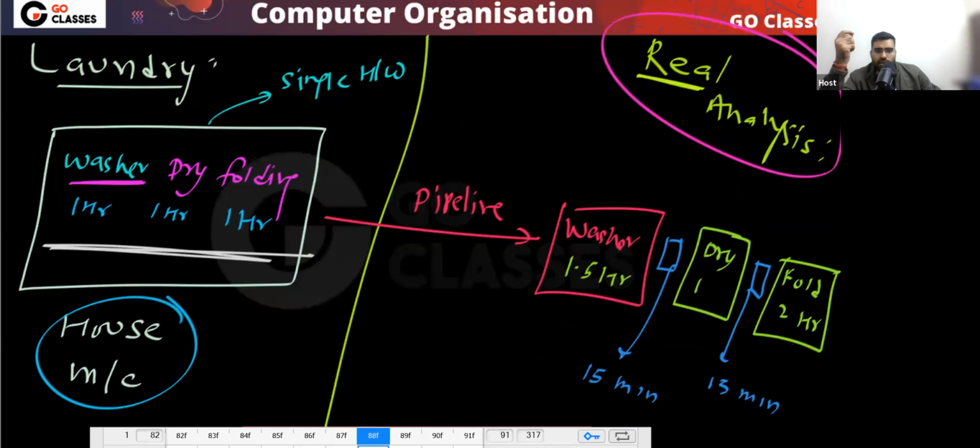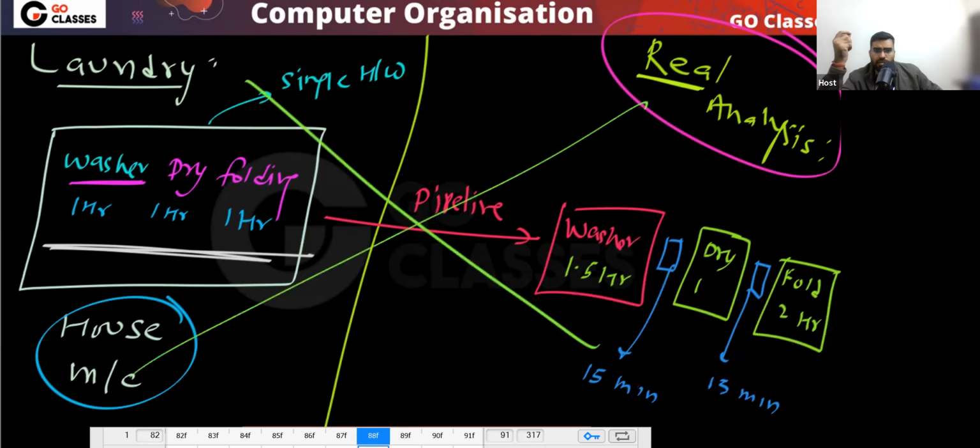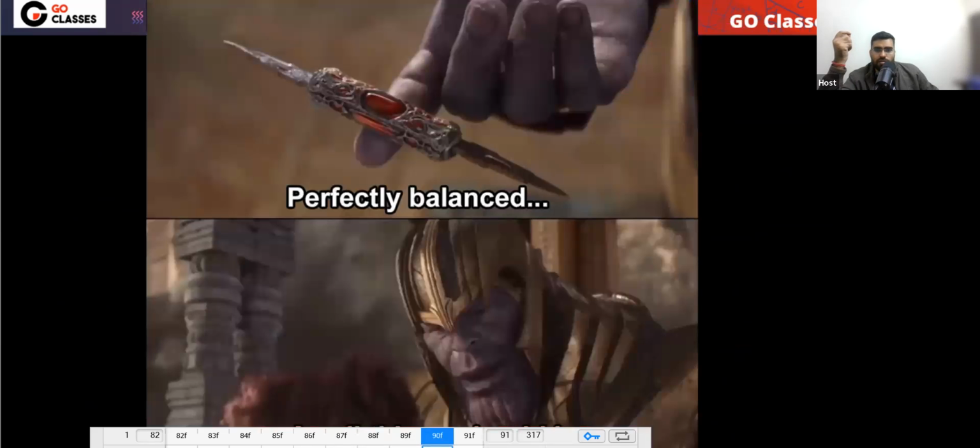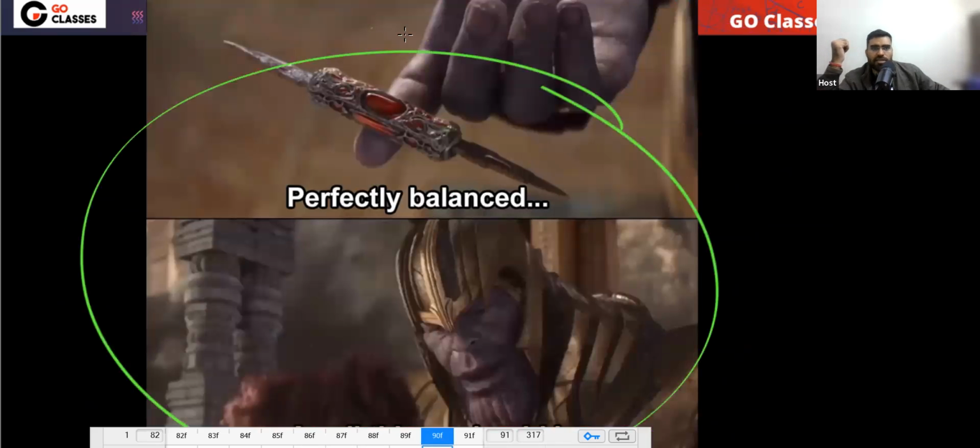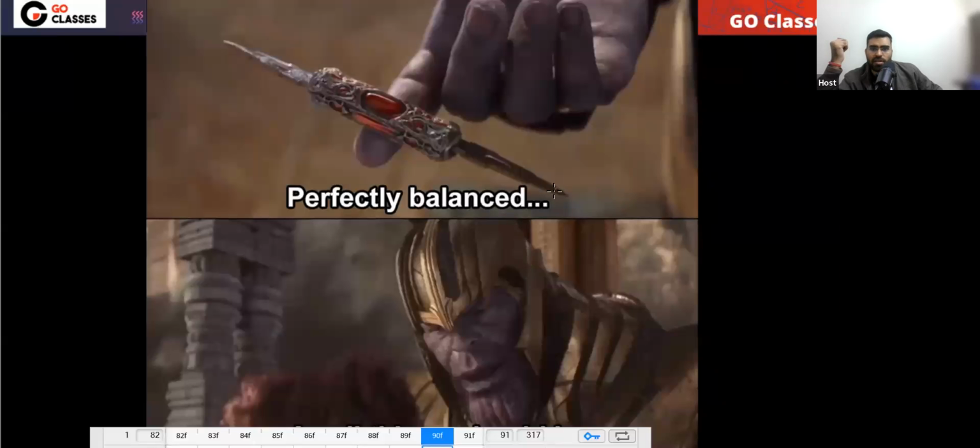Now let me move on. Here I want to tell you, when all the stages are balanced, this is the ideal situation. In the ideal situation, the maximum speedup that you can achieve is the number of stages in the pipeline.